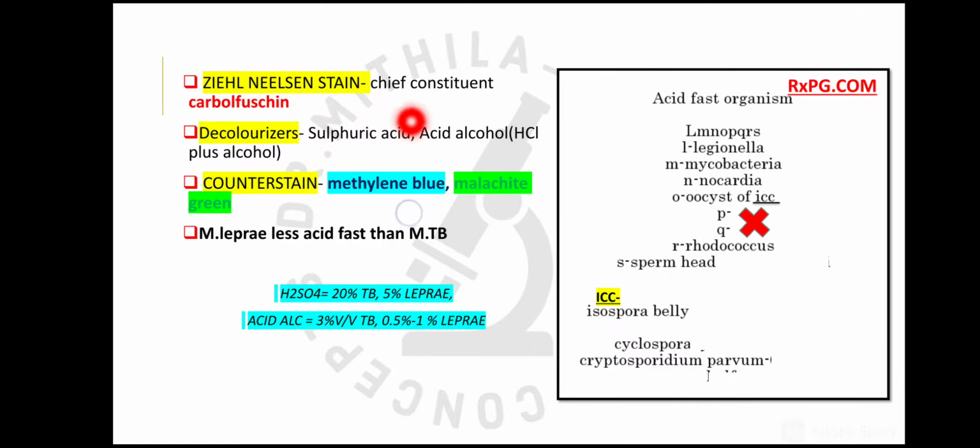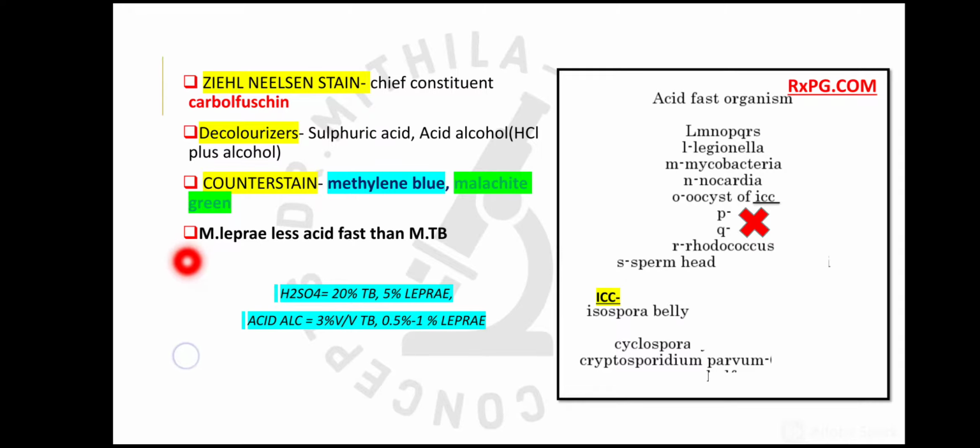Ziehl-Neelsen stain, its chief constituent is carbol fuchsin. Carbol fuchsin again consists of basic fuchsin and phenol, and this will go into the bacteria and impart it a pink color. And even on the use of decolorizers like sulfuric acid or a mixture of acid alcohol, in which we add hydrochloric acid and alcohol, this stain will not go out, as it will resist the decolorization. Next, we apply the counter stain in the third step. The two counter stains commonly used are methylene blue and malachite green. Again, you should remember these two names.